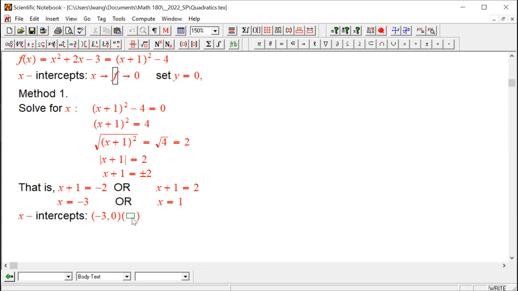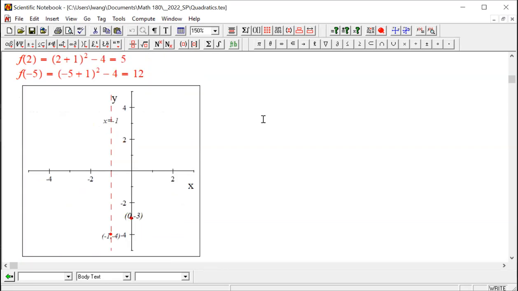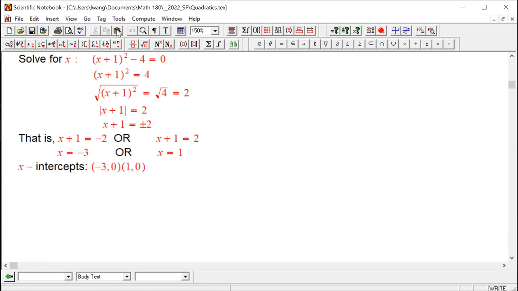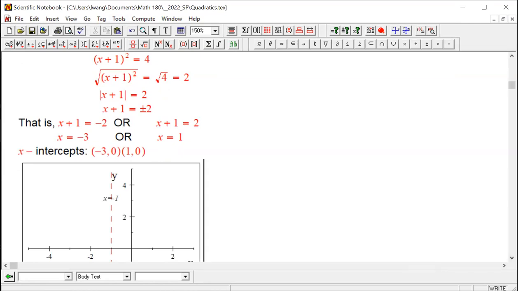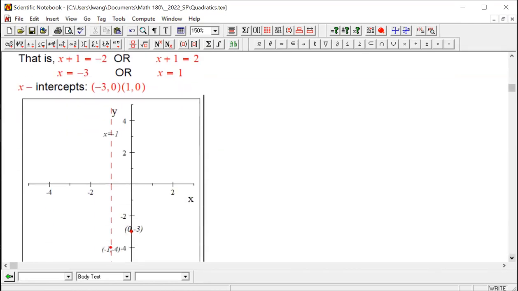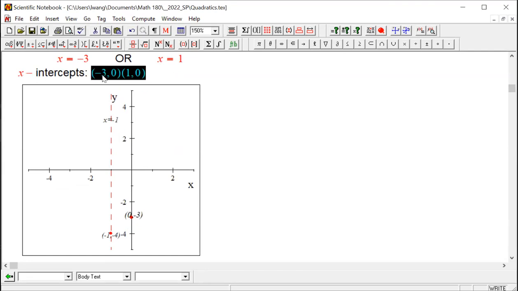So these 2 points have the same y coordinates. In other words, they're on the same level. It's a horizontal cut, right? Remember, we talked about when the output is a given, that's a horizontal cut of the curve. So now we got the 2 points on the curve, and we can put these 2 points on the picture. So let's do that.